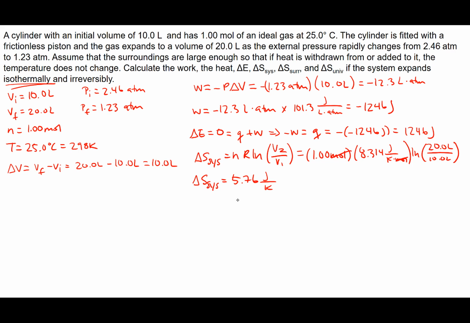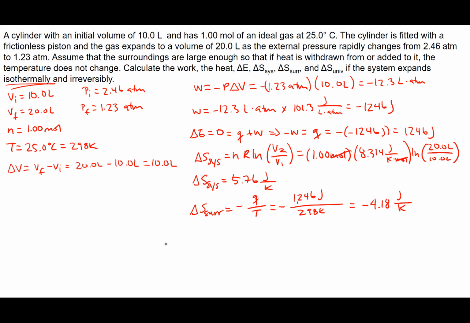All right, and so then for the delta S of the surroundings, the equation that we're going to be using, oh, almost messed that up, delta S surroundings is going to be equal to negative Q over T. We already calculated Q earlier, so that's 1,246 joules. So negative 1,246 joules, divided by the temperature, which is 298 Kelvin. And so what we get is negative 4.18 joules per Kelvin. So that's the delta S of the surroundings.